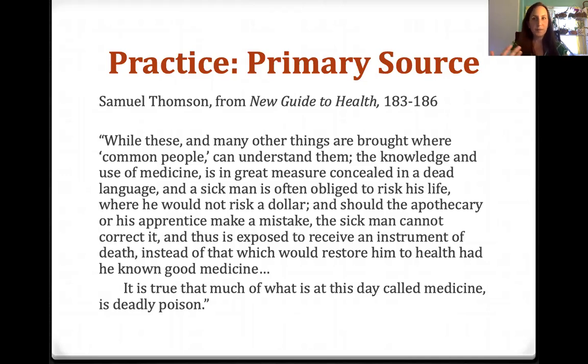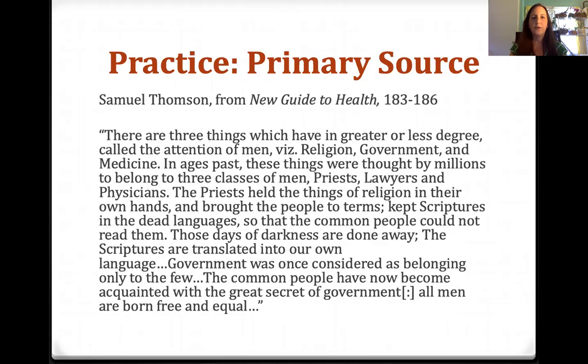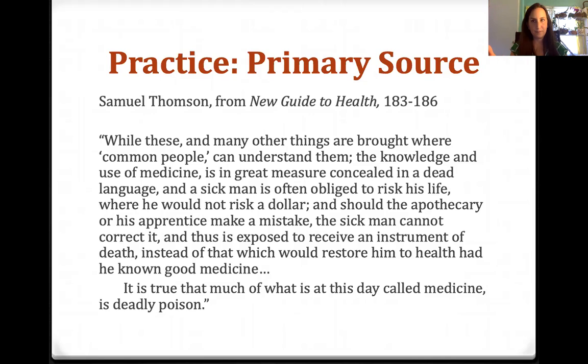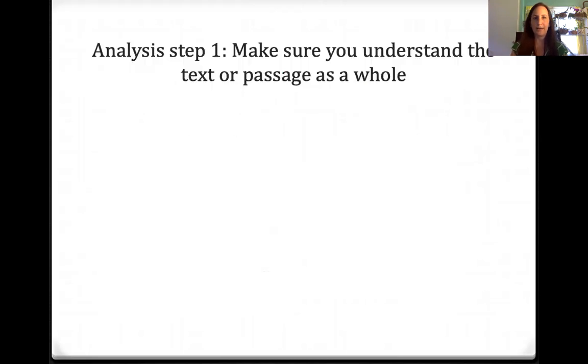So as you're reading a primary source, you should pay attention to different things that stand out to you. I noticed this parallelism of triplicate: religion, government, medicine, priests, lawyers, physicians. We can't miss this deadly poison. That emphasis is important. And I'm going to show you how I would analyze this.